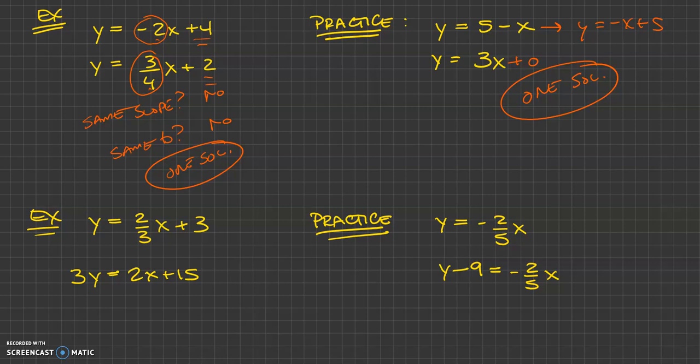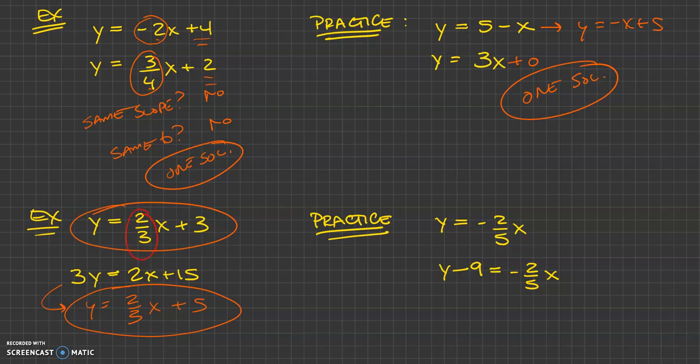Let's go down here to our next example. We're going to need to rewrite this in the form of y equals mx plus b. So we're going to divide both sides by 3 and get y equals 2/3 x plus 5. And our other equation in this proposed system is y equals 2/3 x plus 3. So now look carefully. Do they have the same slope? Yes, they do. That means these are parallel lines. So they're going to be running in the exact same direction.